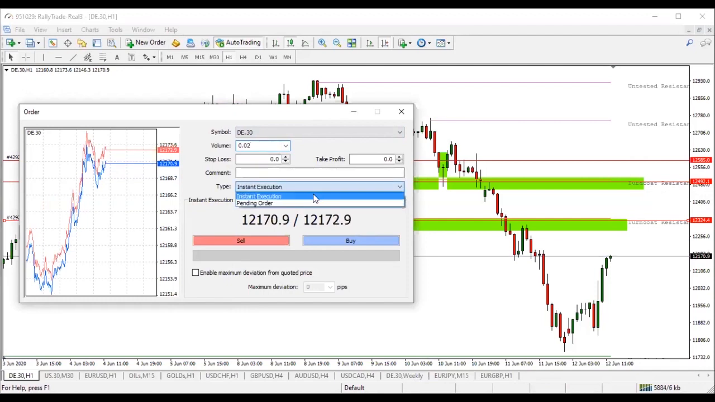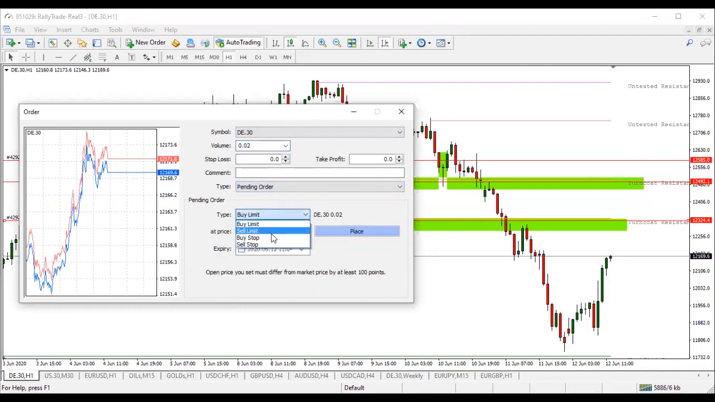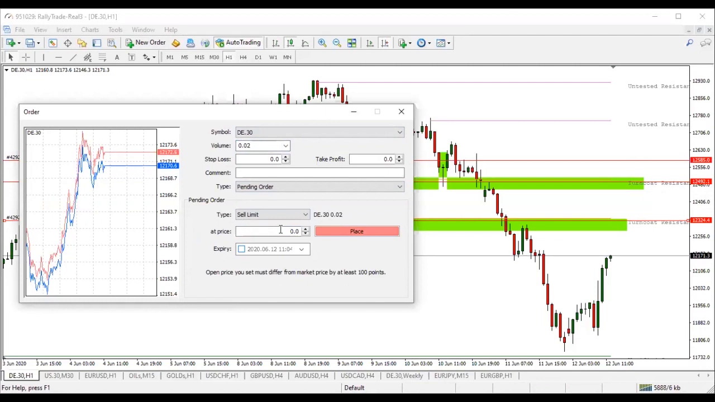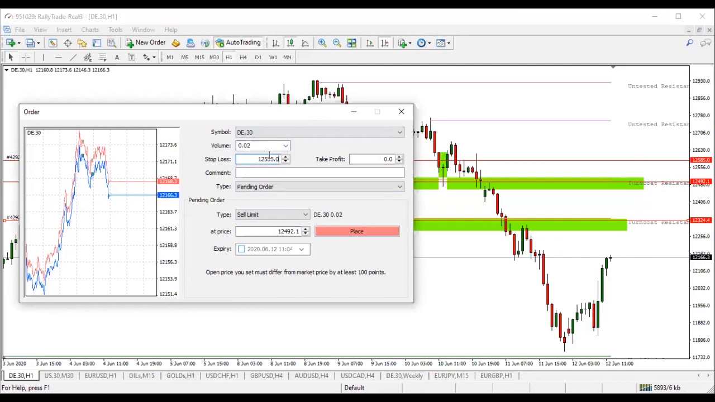So you can say, okay, sell limit again, and of course, you already have the price 12492.1. Your stop loss will still be the same as the first one, 12585.0. And of course, you can place a sell now.